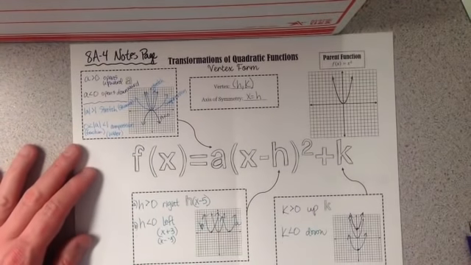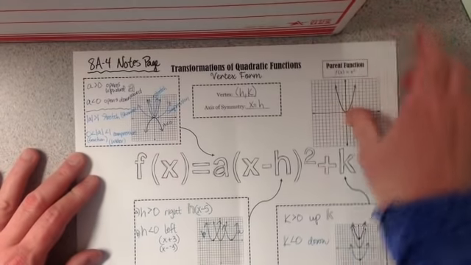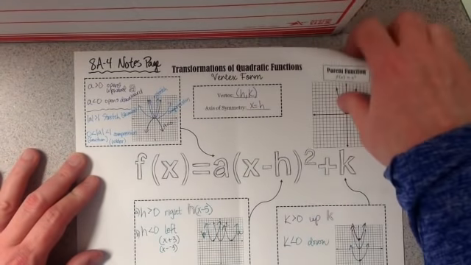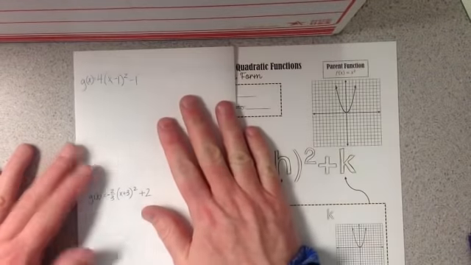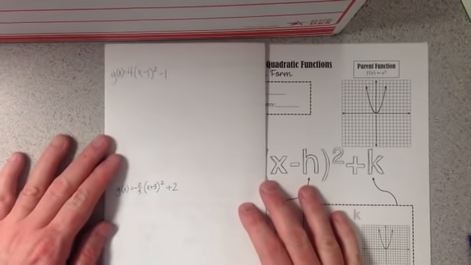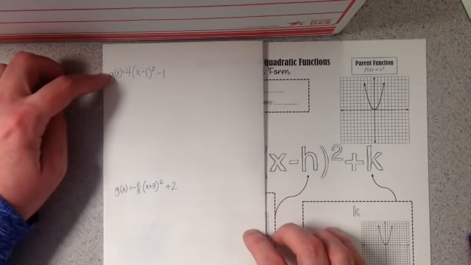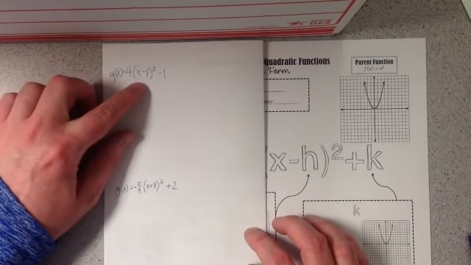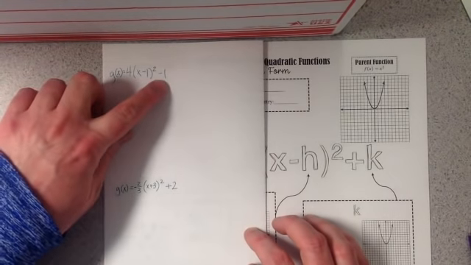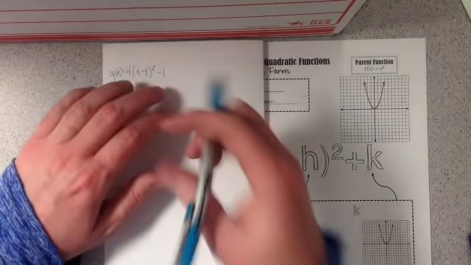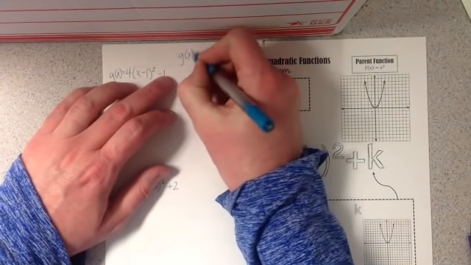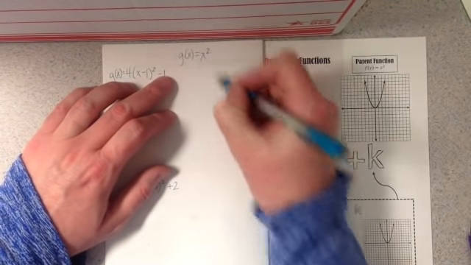So what I'd like for you to do is to fold your paper in half. And we're going to look at this side. And we're going to look at the top one, g of x equals 4 times the quantity of x minus 1 squared minus 1. And remember, we're always comparing these to g of x equals x squared.